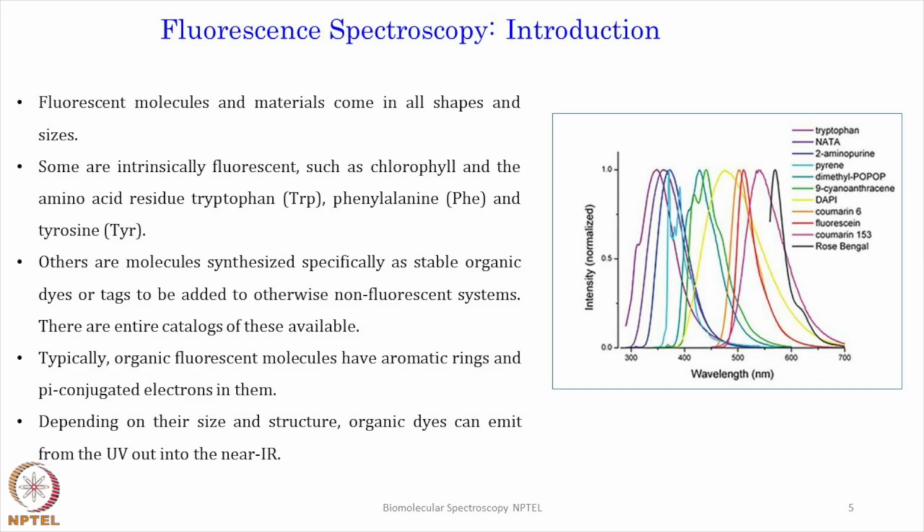Organic dye molecules have aromatic rings. You remember, for absorption also you require unsaturated electrons from where they can jump. So these fluorescent molecules which give emission do so essentially because they have absorbed somewhere. They have a similar kind of phenomenon: aromatic rings, pi-conjugated electrons are there, and then depending upon the shape and size, the structure of the organic dye can convert UV light into visible or even near-IR emission. Okay, so that is absorption and emission.